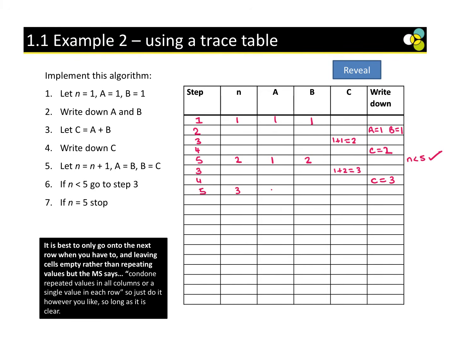Let a equal b, b equals c. Then if n is less than 5, is n less than 5? Yep, go to step 3. So we go back to step 3. Let c equal a plus b. 2 plus 3 is 5. Step 4, write down c. c equals 5.